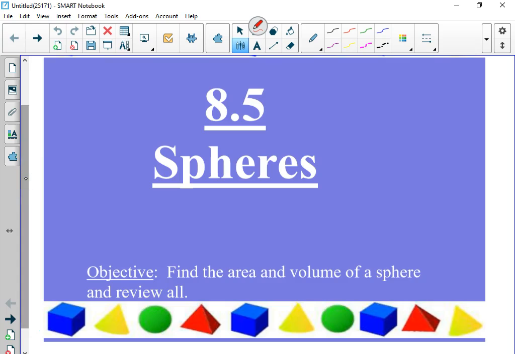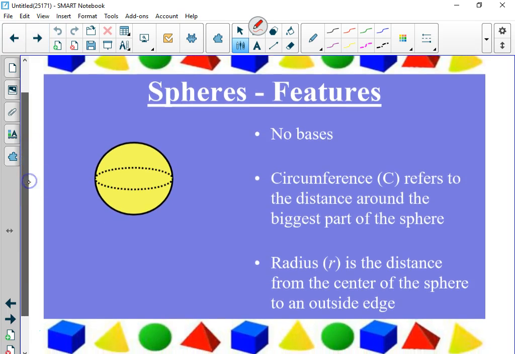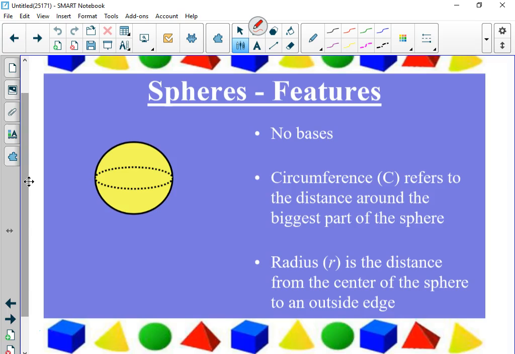3.5, spheres. So we're going to learn to do area and volume of a sphere. So the outside and the inside. So, what's special about a sphere? Well, there are no bases. The circumference refers to the distance around the biggest part of the sphere. And the radius is the distance from the center of the sphere to an outside edge. So, center of the sphere to an outside edge.